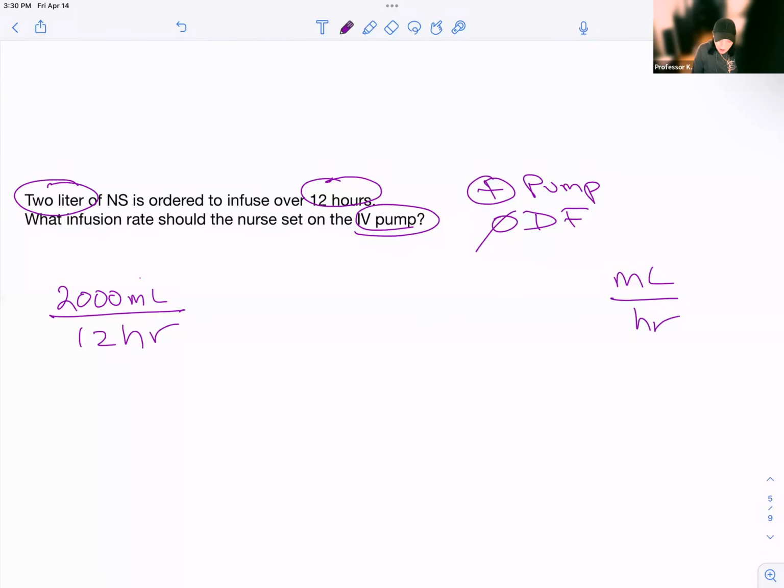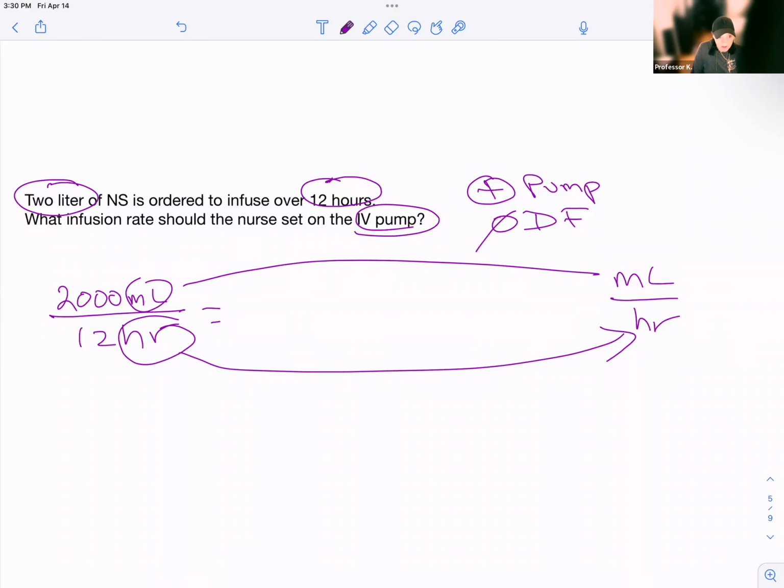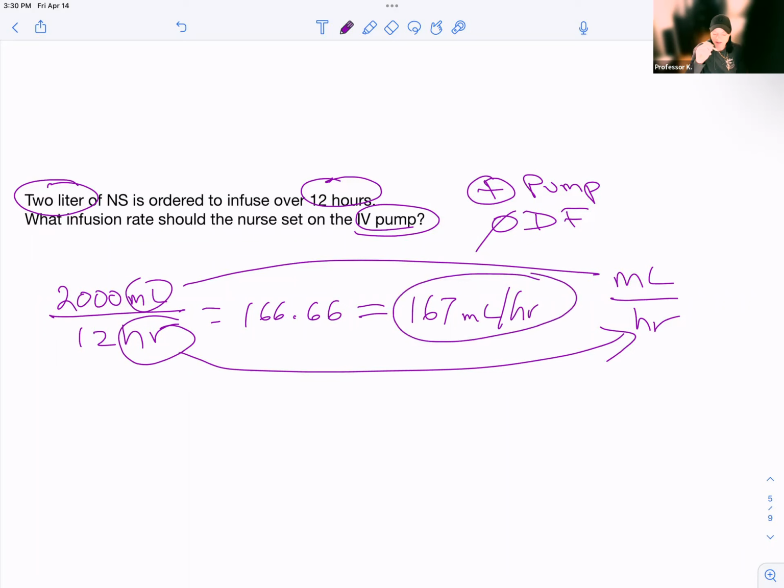And when I do that, I already have my milliliters and I already have my hours. Beautiful. Now it's just math. But this math will give me 166.66. Now, I still follow the rounding rules, okay? Because in the pump, I can use a decimal, but I have to still follow the rounding rules. Anything over 10, I round to the whole number. So this one would be 167 milliliters an hour. And I would plug that into my IV pump, 167, and I would hit enter or start. And then it would start the infusion.